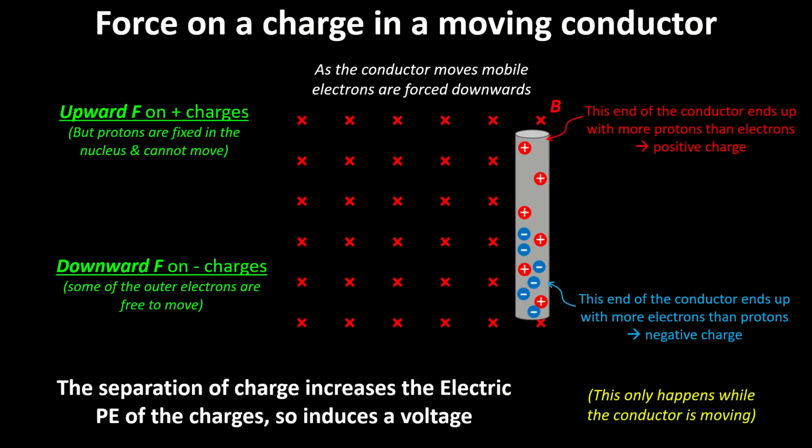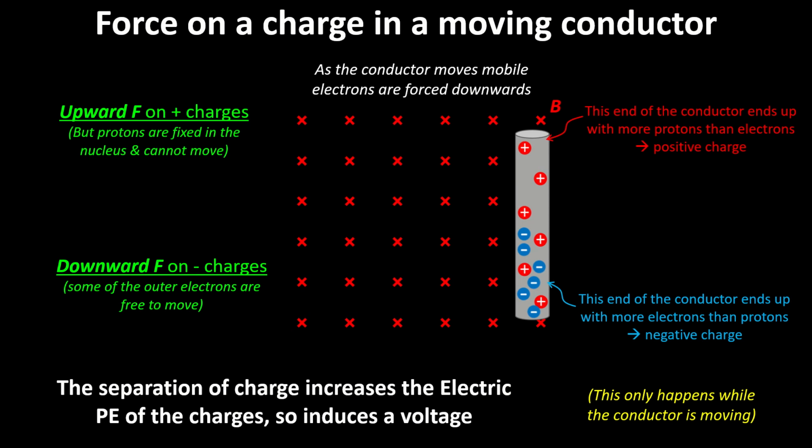Okay, but it's worth pointing out that this only happens while the conductor is moving. Like in the situation here where that rod has stopped moving, those electrons would not all still be at the bottom. They would have redistributed back throughout the entire rod. So it's only while the rod is moving that you get that voltage induced. Okay, so that's why we get a voltage, because that separation of charge increases the potential energy of those charges.